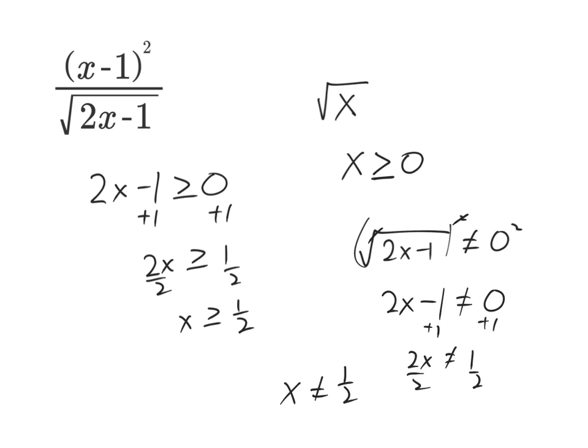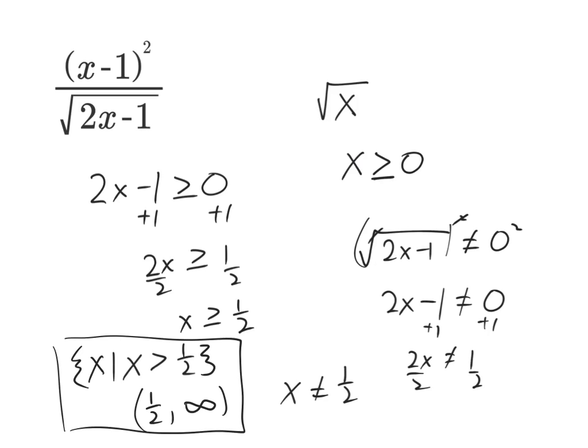So putting these two ideas together, x needs to be greater than or equal to 1/2, but it cannot be equal to 1/2. So the domain is x is greater than 1/2, but not equal to, because of this. If you want to put this in interval notation, it will be 1/2 to infinity, with parentheses on both sides. Set notation just means you write the set here, and that's it. One of these needs to be your answer. That is the domain.